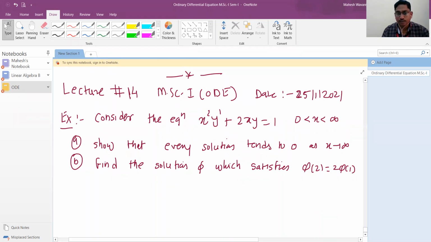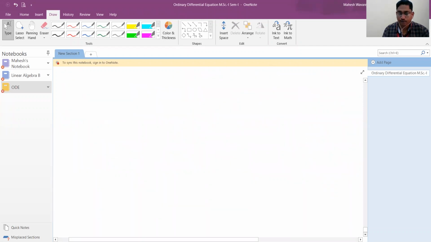Read that example. We can easily observe that the term here, x square into derivative of y plus 2xy, is the derivative of x square into y. Or we can do the usual method: it is not in standard form, but we can do it in standard form. Both ways you can do. I will show you our usual way. The given differential equation is x square y dash plus 2xy is equal to 1. This is directly exact form I can write. It is x square y whole dash is equal to 1.